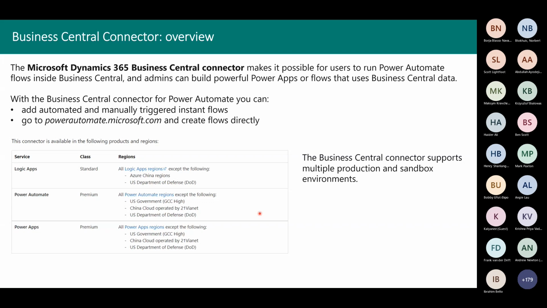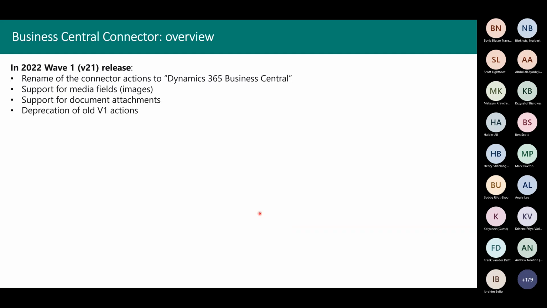The Business Central connector actually supports all the entities that you expose as APIs. So custom entities and standard entities. In this new release, so in the upcoming version 21 release, the Business Central connector is renamed as Dynamics 365 connector. So now the preview word has disappeared.